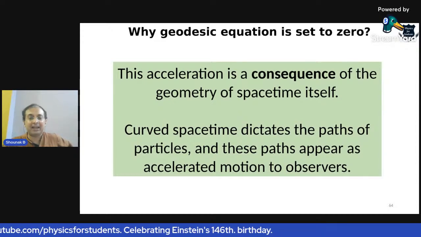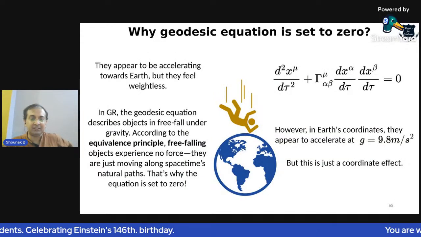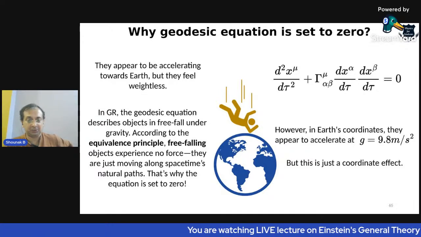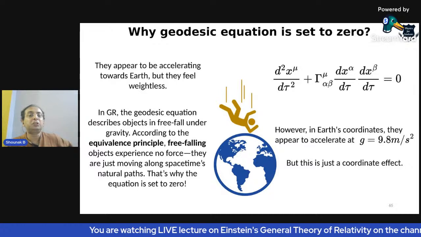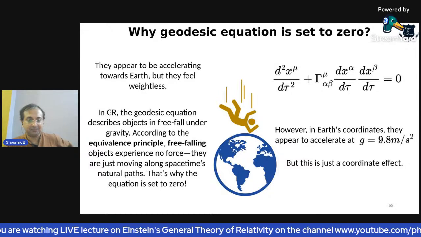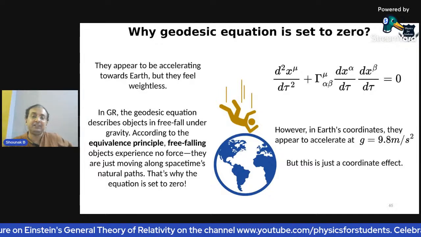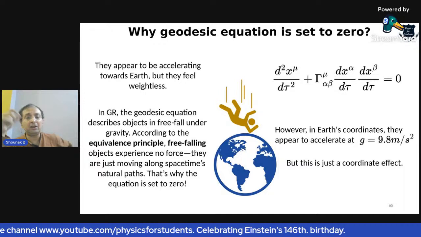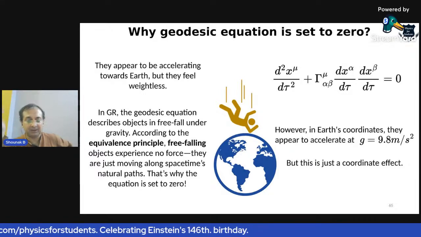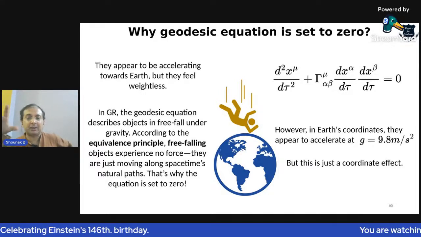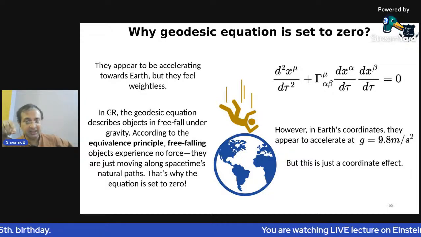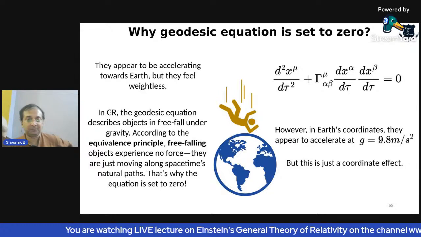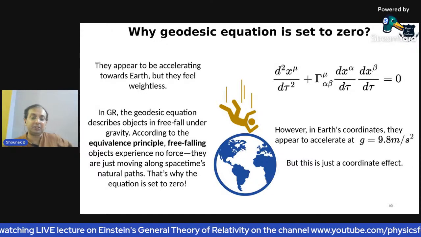And this brings us to the end of our lecture today. Here you can see that for this person who is falling, free fall means no acceleration. An object in free fall feels no force and moves along a geodesic. This means astronauts in orbit experience weightlessness. A person on Earth will always find g equal to 9.8 m/s², but this is just a coordinate effect. It is 9.8 meters per second squared, but actually there is no acceleration. And that is why the geodesic equation is set to 0.